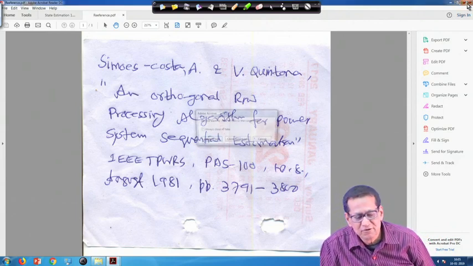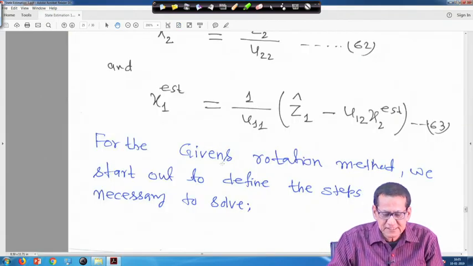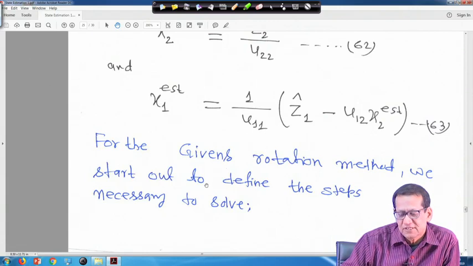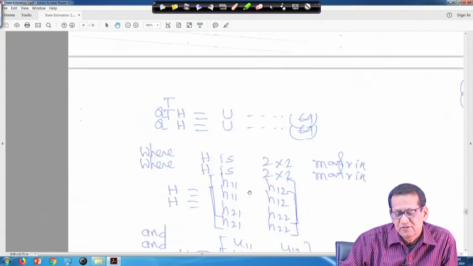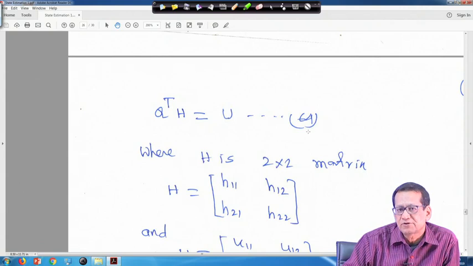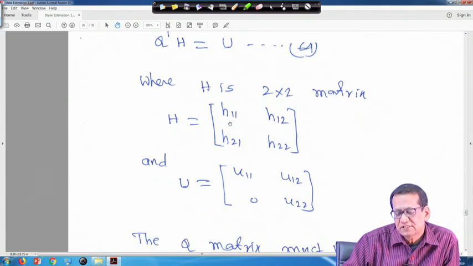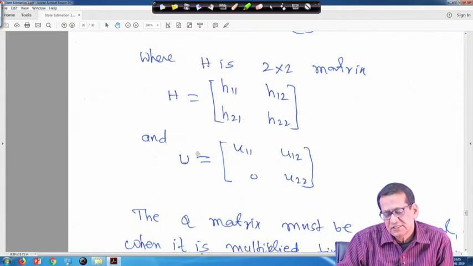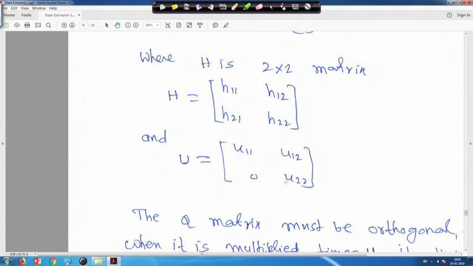So, here we will not go into detail. What we will do is just give you some flavor of the Givens rotation method. We start out to define the step necessary to solve. Let us say Q transpose H is equal to U, this is equation 64. Now, H, for example, is a 2 into 2 matrix, so H is equal to h11, h12, h21, h22. And as U is upper triangular, it is U11, U12, 0, U22.